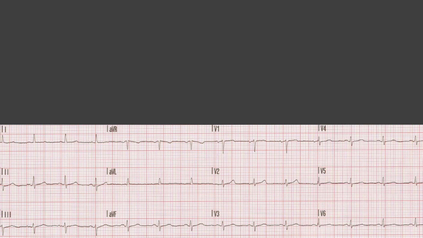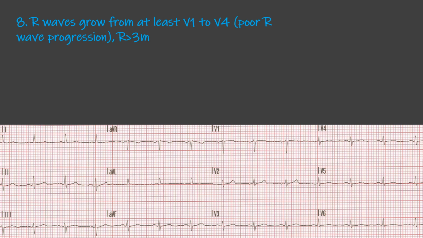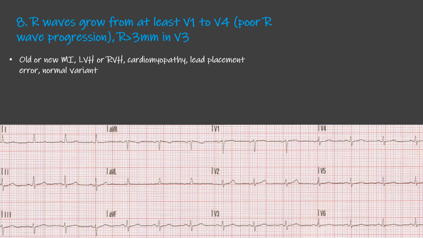So the next thing we're going to be looking for is to make sure that the R waves grow from at least V1 to V4. It's also sometimes defined as an R wave that's greater than 3 millimeters in V3. Now, if this is not the case, then this is called poor R wave progression. So this has several different causes, including MIs, either old or new, left ventricular hypertrophy, and right ventricular hypertrophy, including cardiomyopathies. It can also be caused by lead placement error, and it can sometimes be a normal variant in a patient's ECG, so it's not a sign of anything sinister.